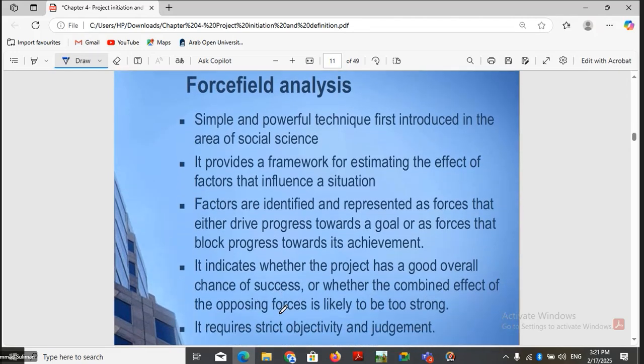Right. Now, how we can identify the opposing forces and the supporting forces is that we can do a force field analysis. A force field analysis is a simple and powerful technique first introduced in the area of social science. It provides a framework where you can estimate the factors that influence the activities or the situations or the project. Okay, so factors are identified and are represented as forces that either drive progress towards the goal or push backward or block the process. So through this force field analysis, we can see the overall chance of success, what will be the success chance and what will be the failure chance. Okay, it requires strict objectivity and judgment.